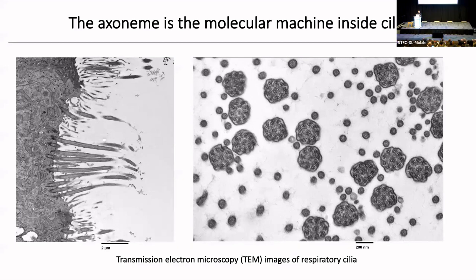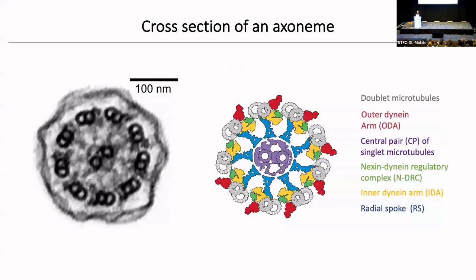Not only is the axoneme one of the largest molecular machines found in nature, but it's also undeniably one of the most beautiful. And this beauty is particularly apparent in cross-section, thin section transmission electron microscopy. And if we zoom in on one of these cross-sections, we can see that a classical axoneme consists of an arrangement of 9 doublet microtubules that surround a pair of singlet microtubules.